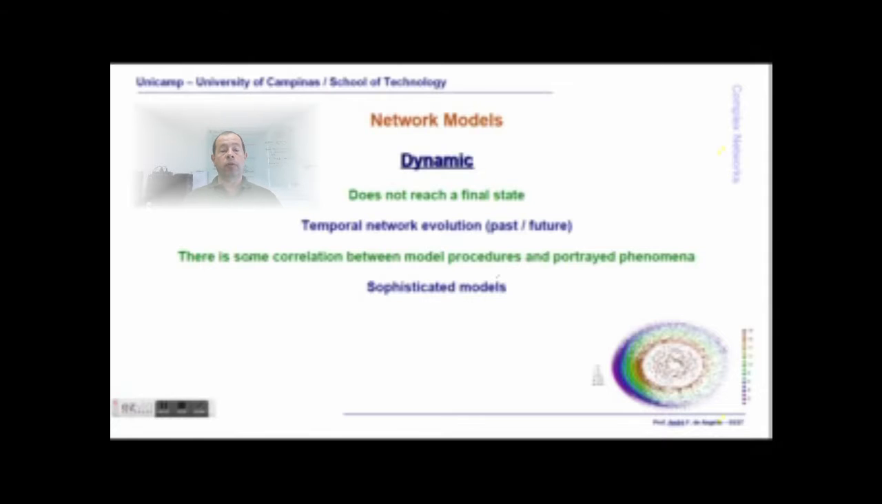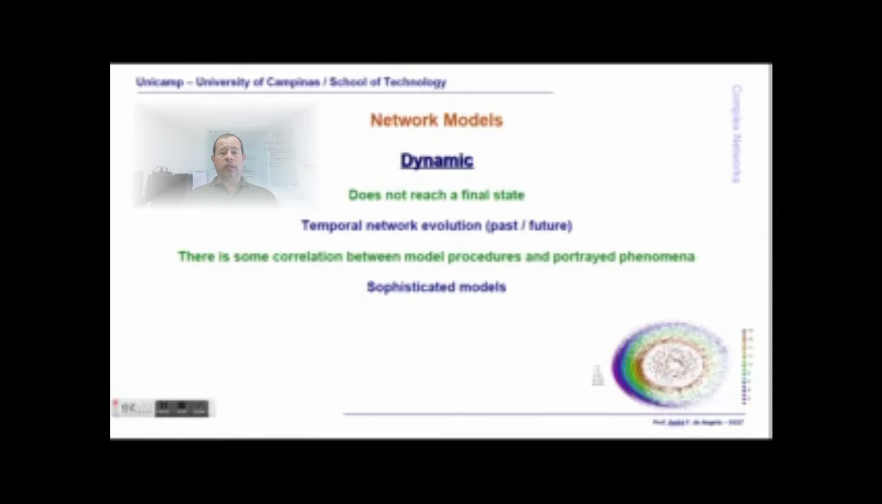Because of this temporal evolution, I can go back in the process and take clues about how the network was in the past, and in the same way, I can follow the process and foresee the future of the network. Because I can do this movement in time, there must be some correlation between the model and the problem, because they run along during this process.